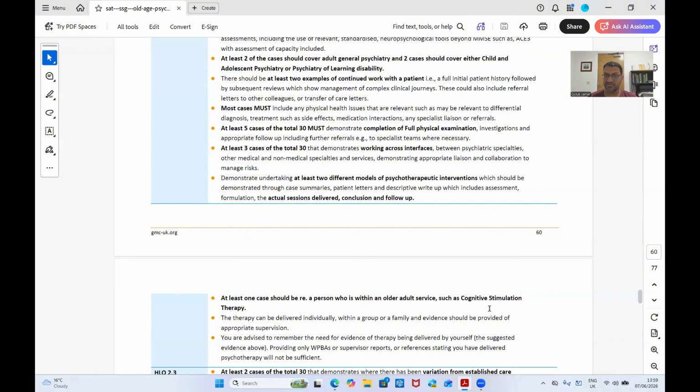So it could be, as it's mentioned here, case summaries, patient letters, or a descriptive write-up, which includes assessment, formulation, actual sessions delivered, conclusion, and follow-up.